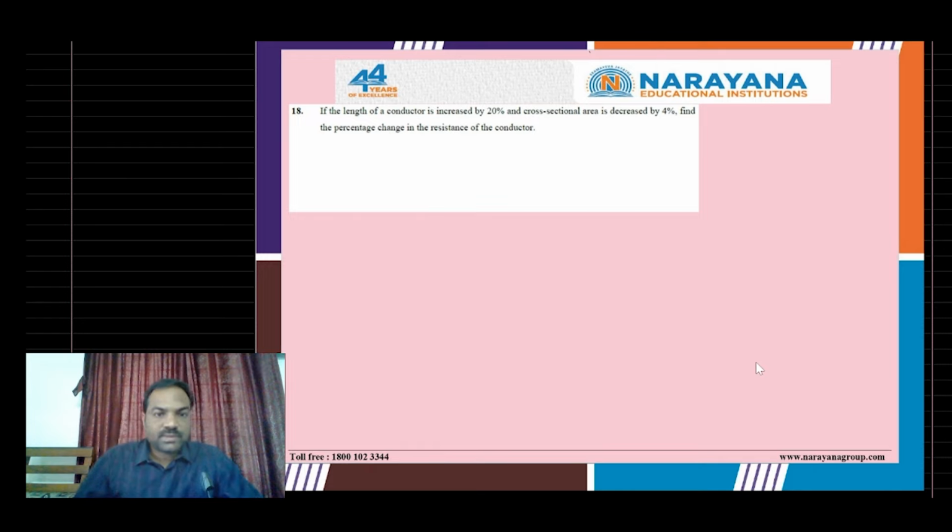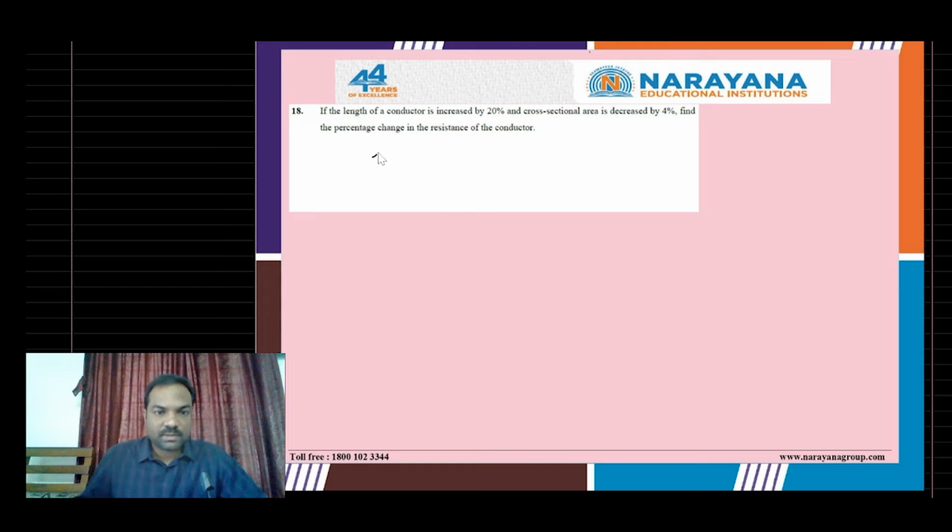So in the next question, question number 18, the length of the conductor is increased by 20% and cross section area is decreased by 4%. Then what is the percentage change in resistance of the conductor they are asking. So this question is also related to percentage change. Already I think we have solved one question in this question paper.